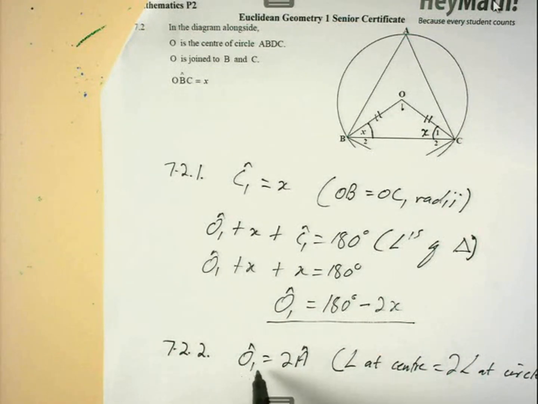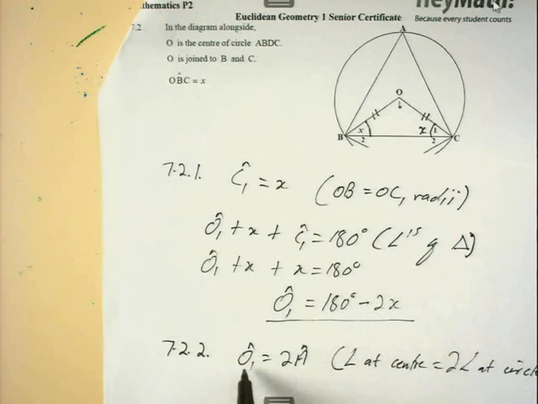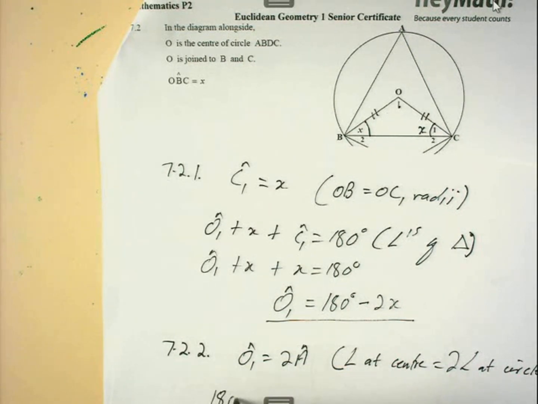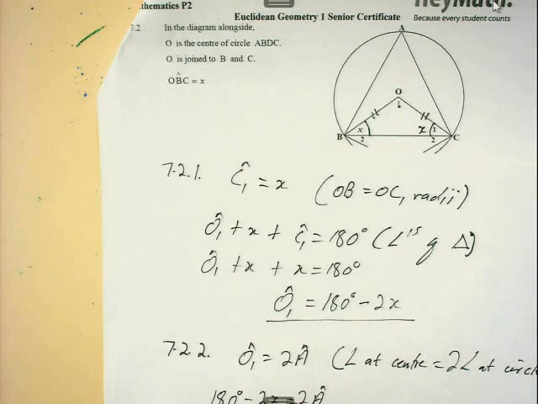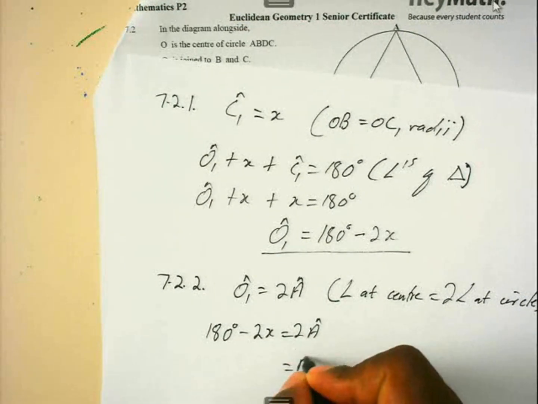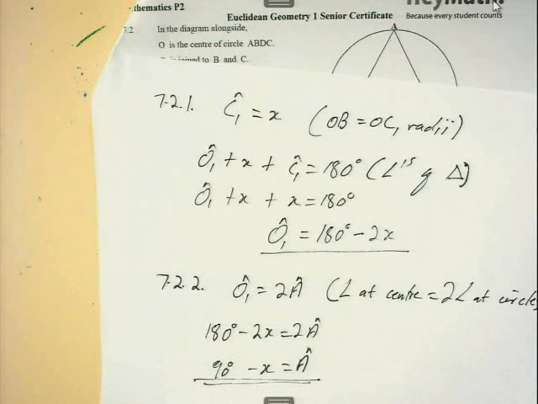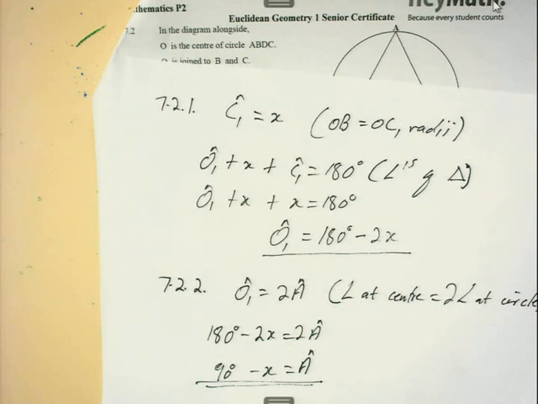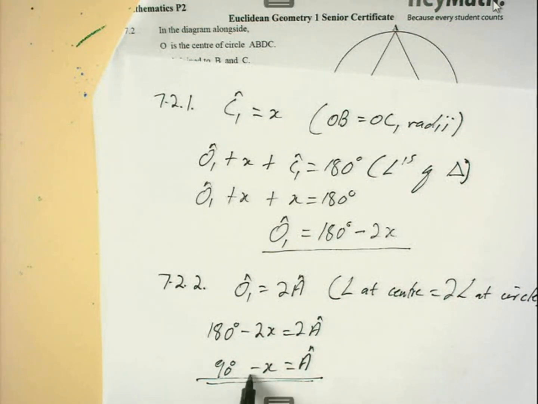Check O1. Remember, angle O1, we are from 7.2.1. O1 is equal to 180 degrees minus 2X. Now we substitute it here. We substitute O1 by 180 degrees minus 2X, which will then give you 2 times angle A. So to determine angle A, you divide by 2 both sides. You've got angle A here. You divide by 2 here, it's 90 degrees. You divide by 2 there, it's X. Now we're done. We've got the value of angle A in terms of X. Therefore, in terms of X, angle A is equal to 90 degrees minus X.